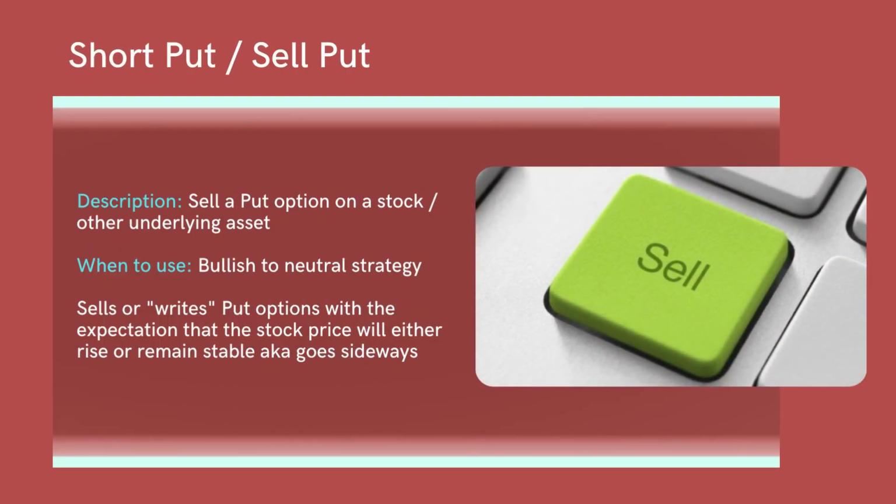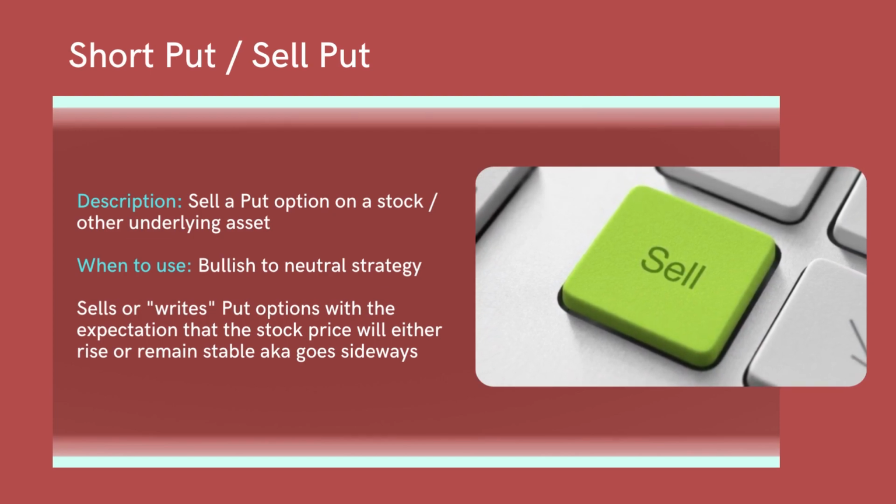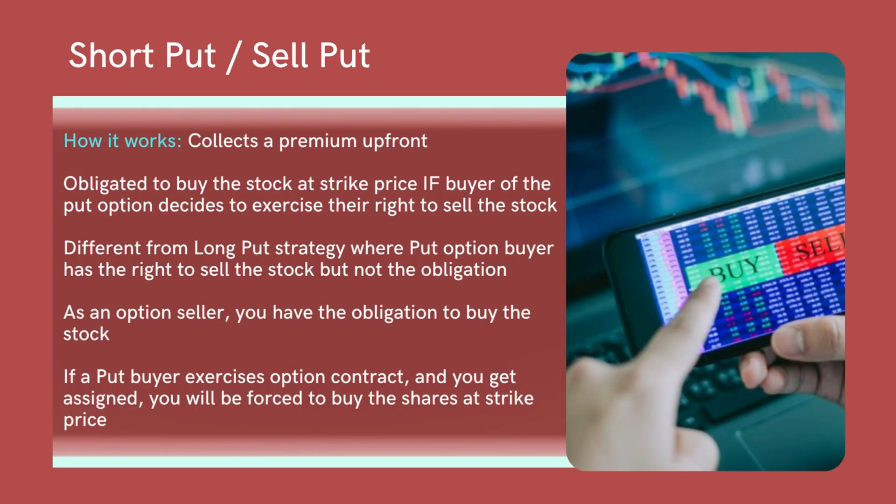The third basic option strategy is the short put strategy, which involves selling a put option on a stock. This is a bullish to neutral option strategy where an investor sells or writes put options with the expectation that the stock price will either rise or remain stable, in other words, go sideways. By deploying this strategy, the option seller collects a premium upfront and they become obligated to buy the underlying stock at the strike price if the buyer of the put option decides to exercise their right to sell the stock.